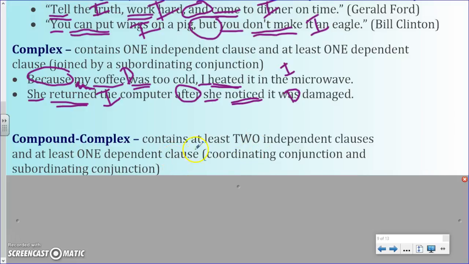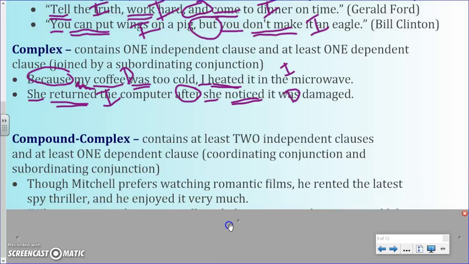Now, because we're looking at independent being smushed together, that's where you get the compound aspect. You need a coordinating conjunction. Because you're looking at the complex aspect of adding a dependent clause in there, you need a subordinating conjunction. Okay, let's look at these sentences. So underlining things as we're following along. Though Mitchell prefers watching romantic films, he rented the latest spy thriller and he enjoyed it very much.